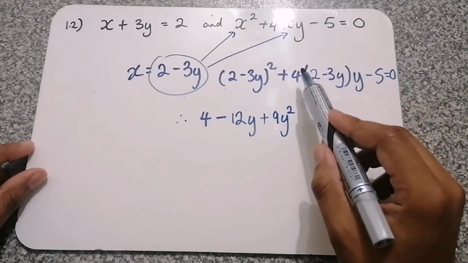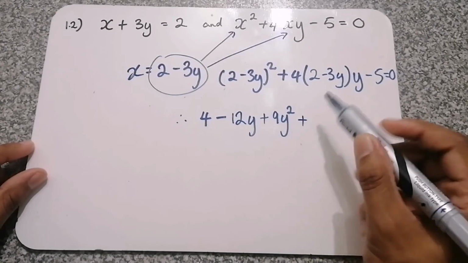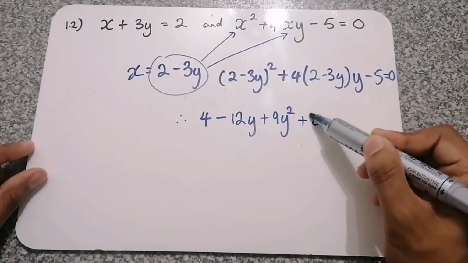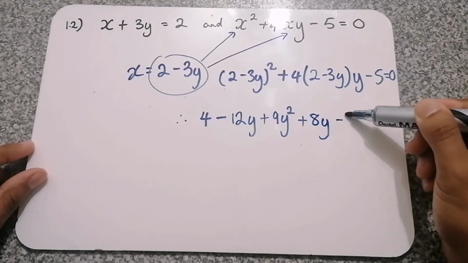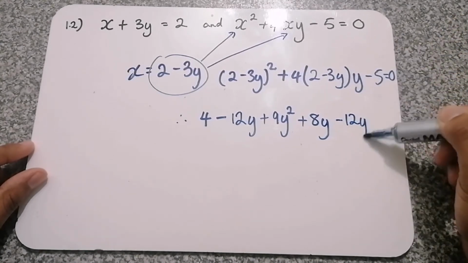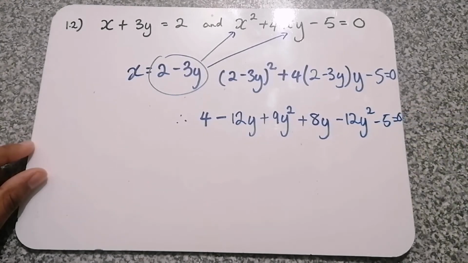Okay, so I'm going to multiply the 4 and the y with the 2 terms inside. 4 times 2 is 8, and then with the y, so it's 8y. 4 times 3 is 12. With the y is 12y squared. We have the minus 5 equal to 0.